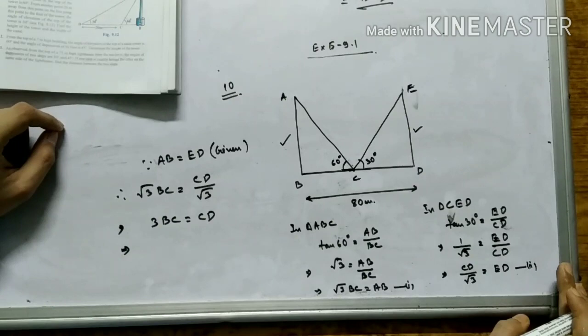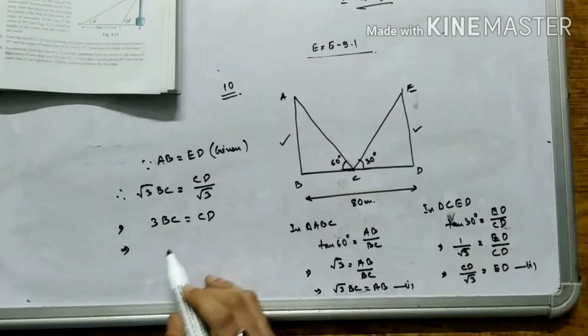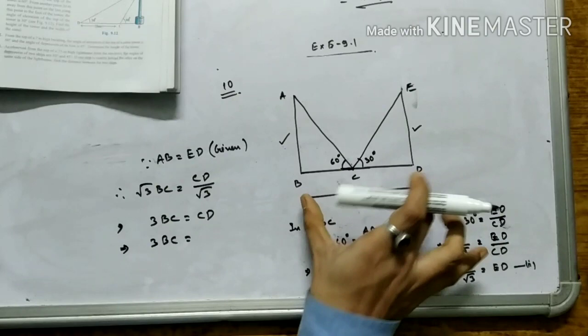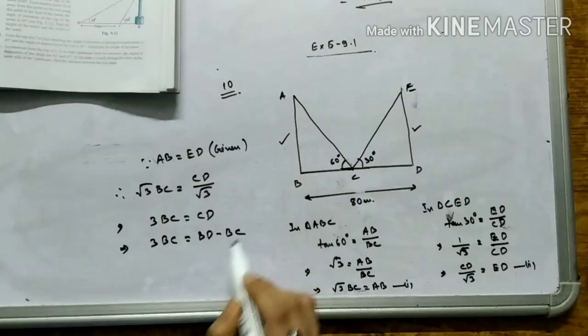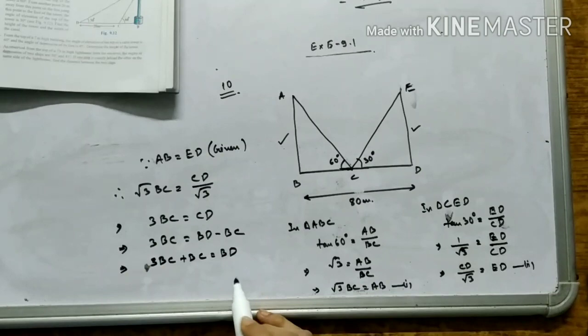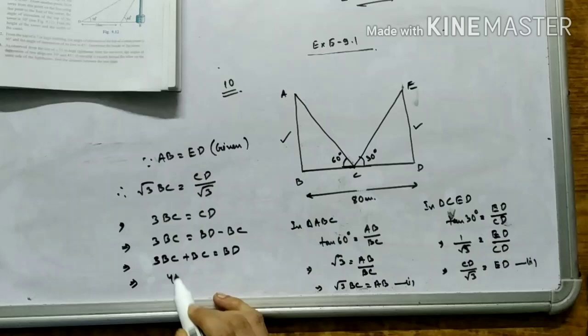Okay, so in here 3 BC equals CD. CD means BD minus BC, so in place of CD I can write BD minus BC. Now if I bring BC to the left hand side, I will get 3 BC plus BC equals BD. So 4 BC equals BD.